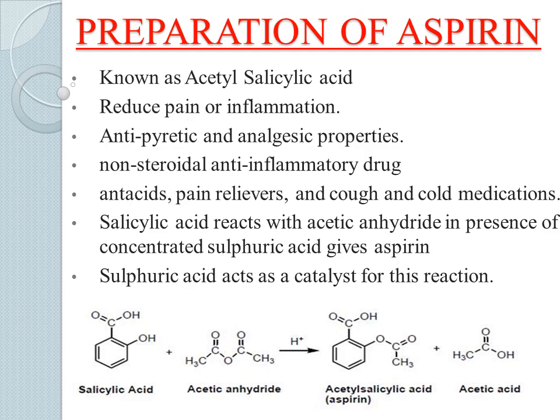Salicylic acid reacts with acetic anhydride in the presence of concentrated sulfuric acid to give aspirin and acetic acid as a byproduct. Salicylic acid contains two functional groups, a carboxylic acid and a phenolic hydroxyl group. Acetic anhydride is prepared by dehydration of acetic acid.